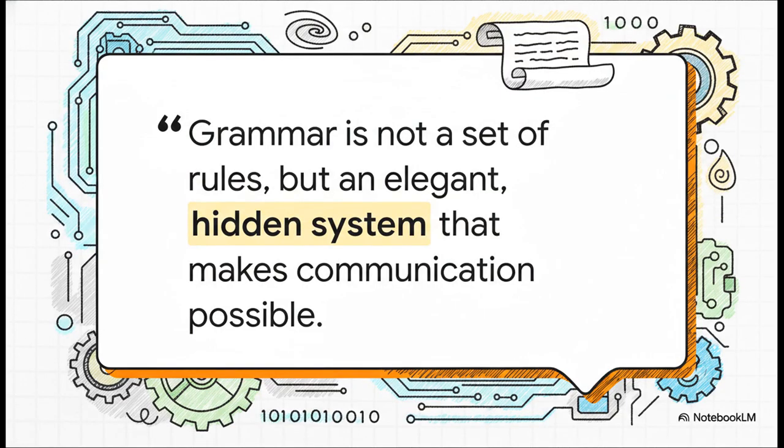So, you see, grammar isn't just some boring set of rules you had to memorize in school. It's this beautiful, hidden system that's always running in the background. It's the code that lets us build entire worlds of meaning out of just a few sounds. And it really makes you wonder, right? What does this hidden architecture of language tell us about the architecture of our own minds?